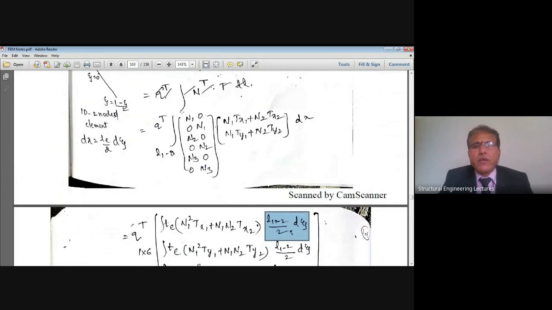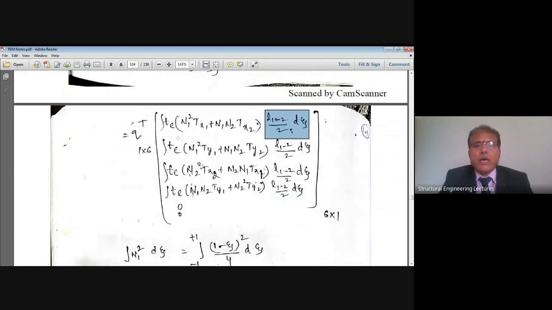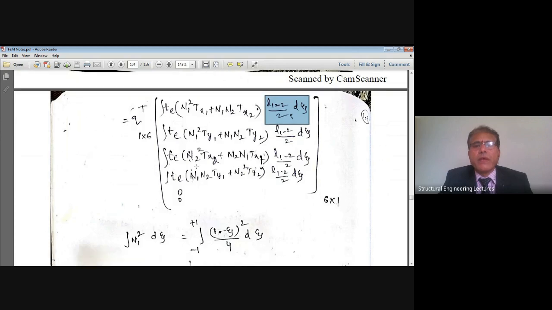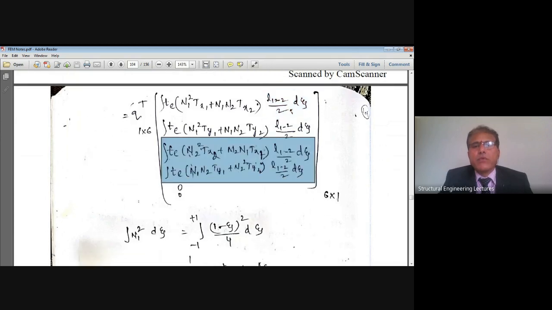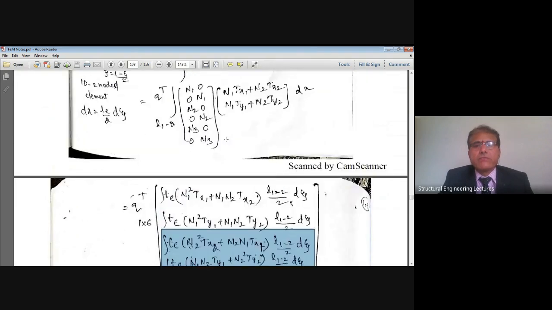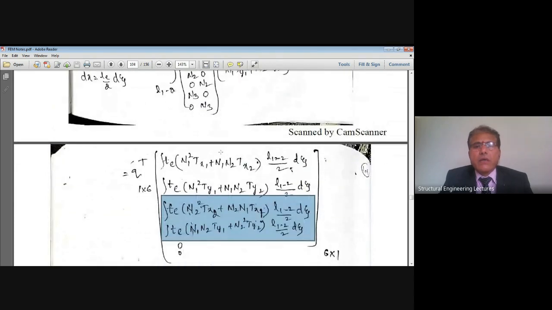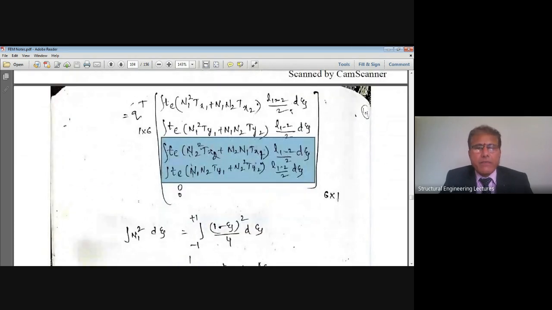That is how the very first multiplication of that row over this vector, right? Likewise, you do the others, you'll get integration over t n1 square ty1 n1 into ty2 l12 by 2 dxi, and two more rows you will get. Two more rows you will get. Whereas you'll get 6 by 1 vector. 6 by 1 vector. Right?